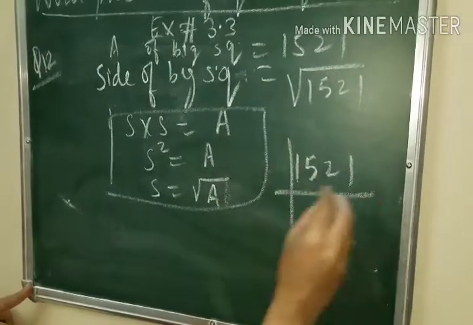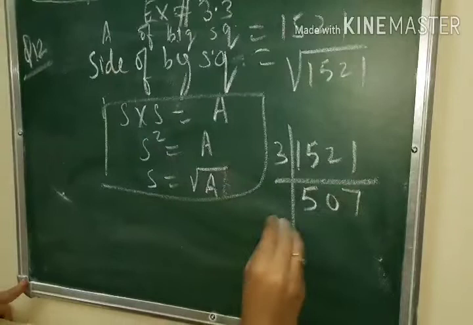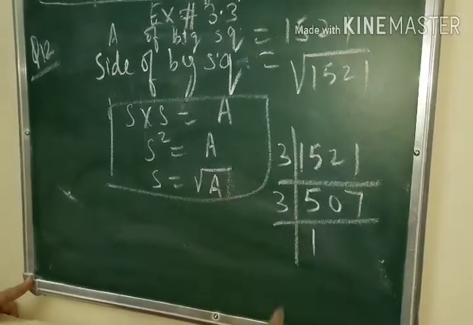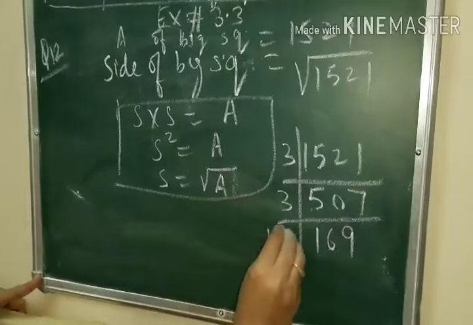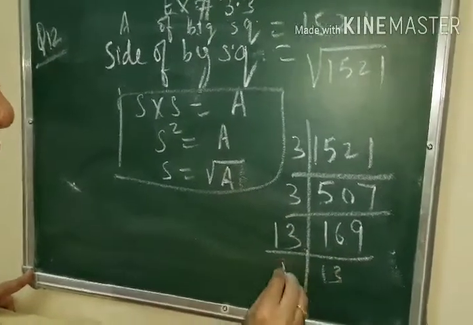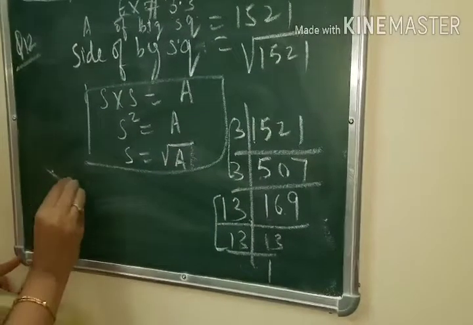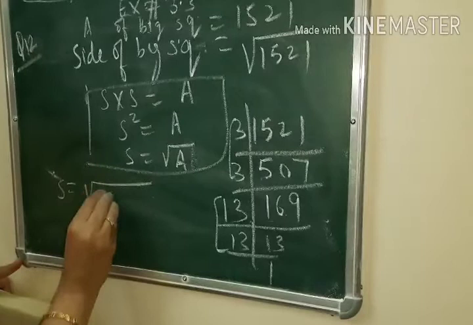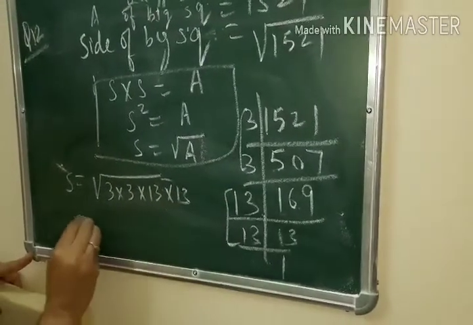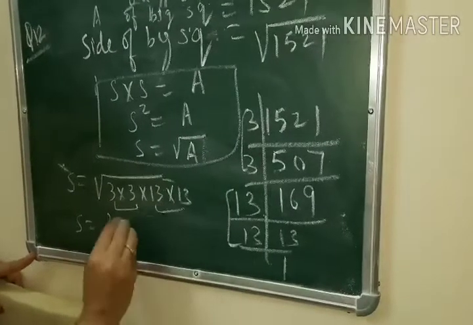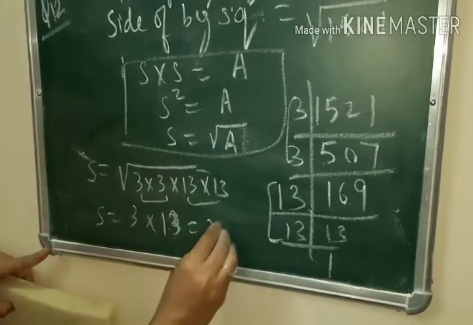1521, it will be divided by 3. 3 5s are 15, 3 0s are 0, 3 7s are 21. Again by 3, 3 1s are 3, 20 is left, 3 6 are 18, 27, 3 9s are 27. 169 is the square of 13, so 13, 13. That means you can find side is equal to 3 into 3 into 13 into 13. So side is equal to 3 into 13, which is 39. 3 into 13, 39 meters.